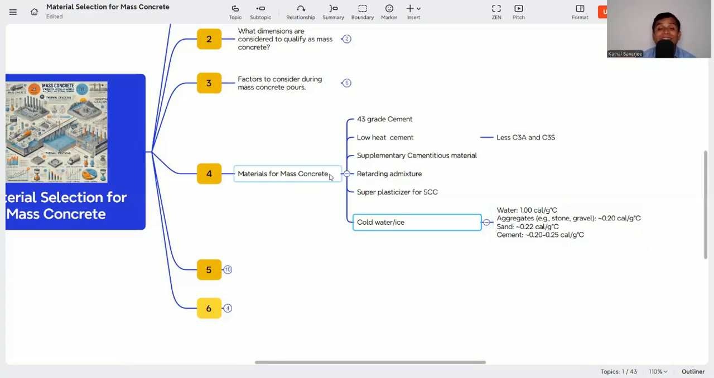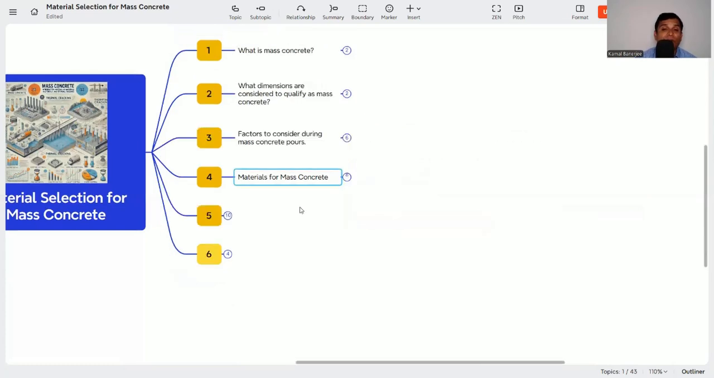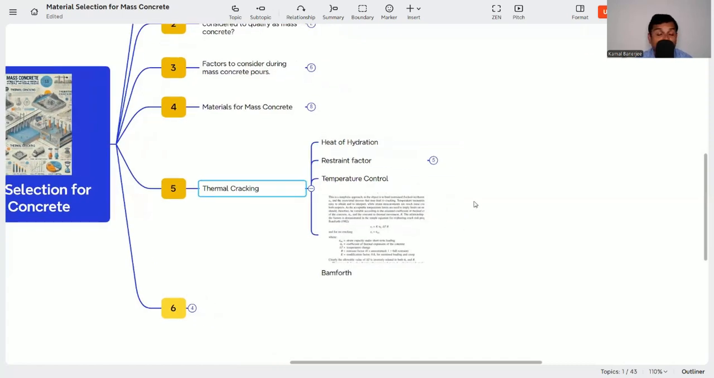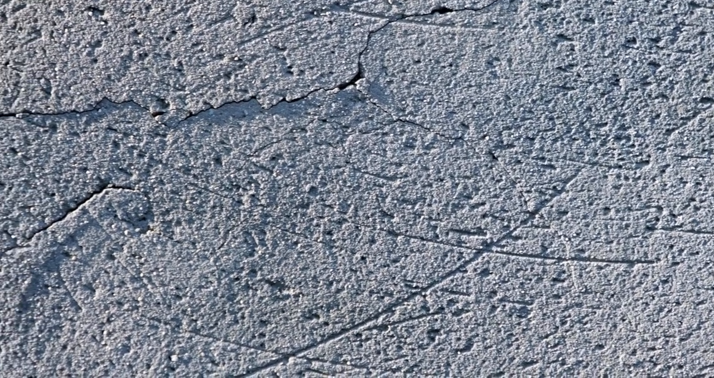Then another thing we need to consider is thermal cracking. What is thermal cracking? Why does thermal cracking happen? Thermal cracking can happen as a result of the heat of hydration, which I already discussed. That is, if the peak temperature is more than 70 degrees and the thermal gradient is more than 20 degrees, then there will be heat transfer, and thermal cracks can be generated. Then the restraint factor is very important in mass concrete.